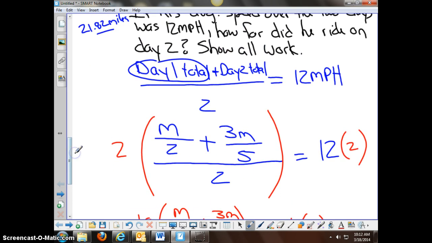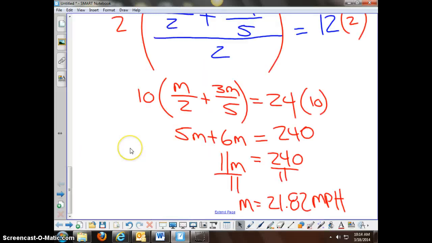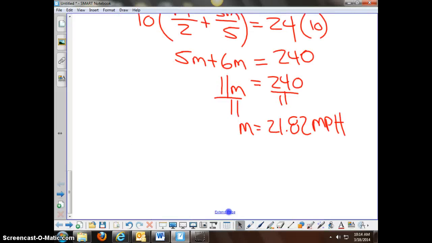And day 2 would be 3m divided by 5, right? Or not. What is the answer? 21.82 miles. Now he rode 130 and 92 hundredths miles on day 2. Okay, let's pause this for a second. Moralny, what's our answer? 65 and 46.